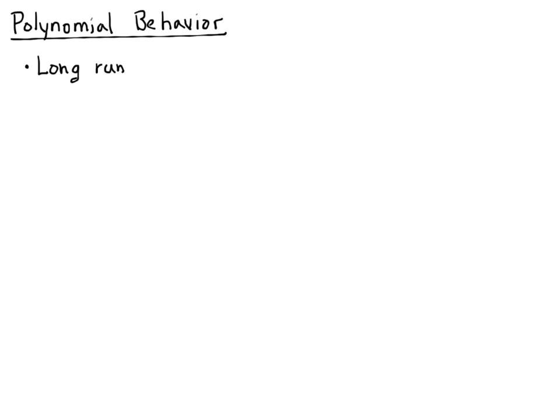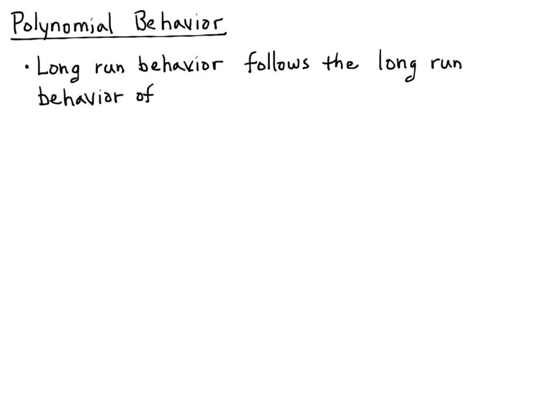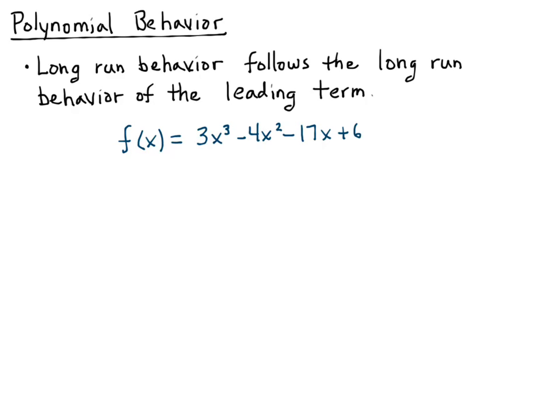Okay, so let's look at some polynomial behavior. What I said earlier, the long-run behavior follows the long-run behavior of the leading term. So again, if I'm being repetitious here, but in the long term, that means when x is really, really big or really, really small, this is what the function will look like. It'll look very similar to 3x cubed, and there will be only very minor differences.